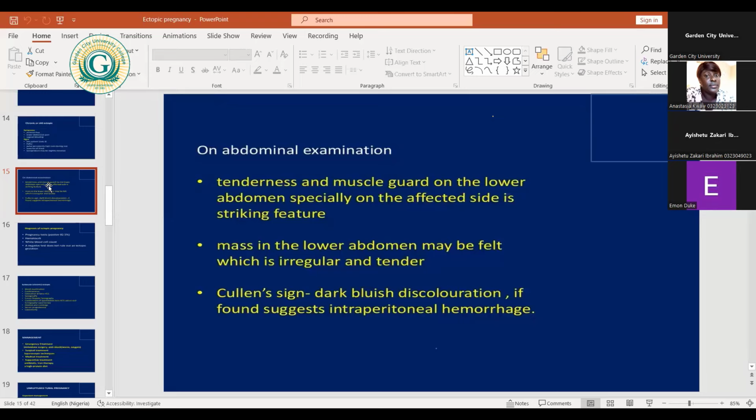There is a mass in the lower abdomen, and this may be felt as irregular. Why it cannot be regular is because you are touching the poles, towards the head, the face, and then the trunk, depending on the way it is. It could be where the limbs are, and then the bridge, so it cannot be regular. Cullen's sign, which is usually a dark bluish discoloration, could be found. And if it is found, it suggests that the patient is bleeding intraperitoneally.